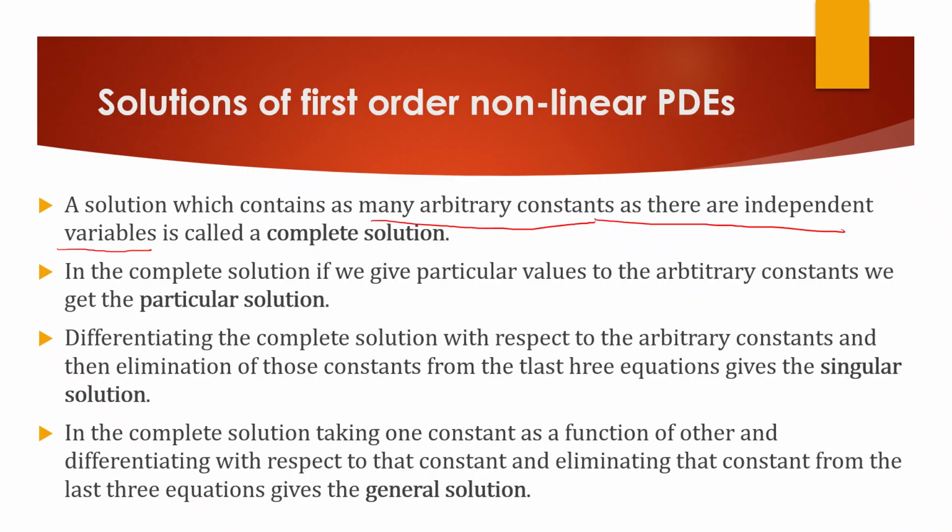And in the complete solution, if we give particular values to the arbitrary constants, we get a particular solution. And differentiating the complete solution with respect to the arbitrary constants and elimination of those constants from the last three equations gives the singular solution. And in the complete solution, if we take one constant as a function of the other and then differentiate that equation with respect to that constant, the elimination of that constant from the last two equations gives the general solution.